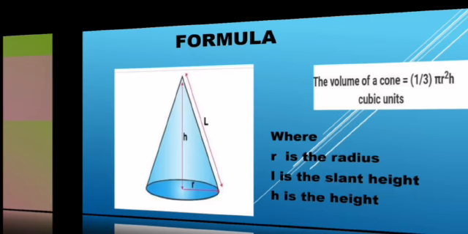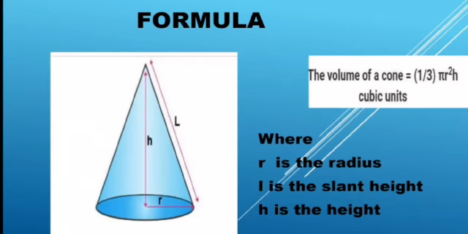So now we will tell you about volume of a cone. The volume of a cone defines the space or the capacity of the cone. Therefore, the volume of a cone is equal to 1/3 pi r square h cubic units, where r is the base radius of the cone, L is the slant height of a cone, and h is the height of a cone. Also, the formula for the volume of a regular cone or right circular cone and the oblique cone is the same.